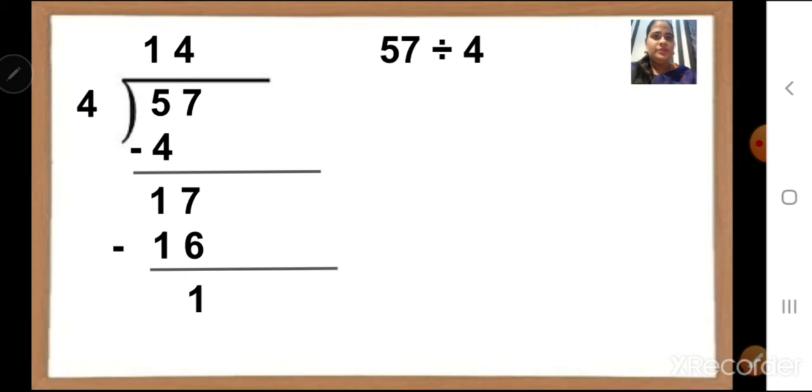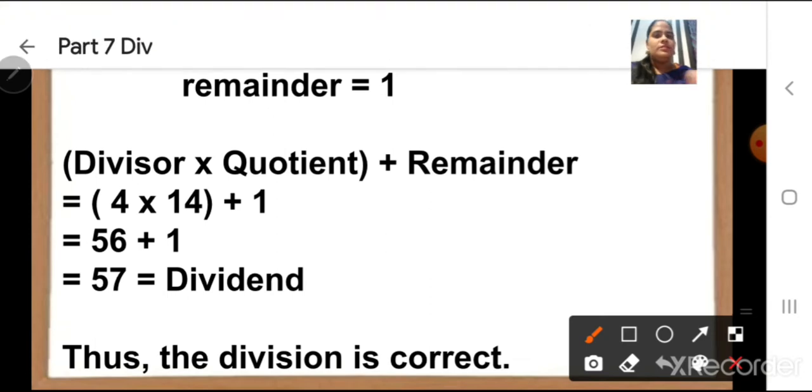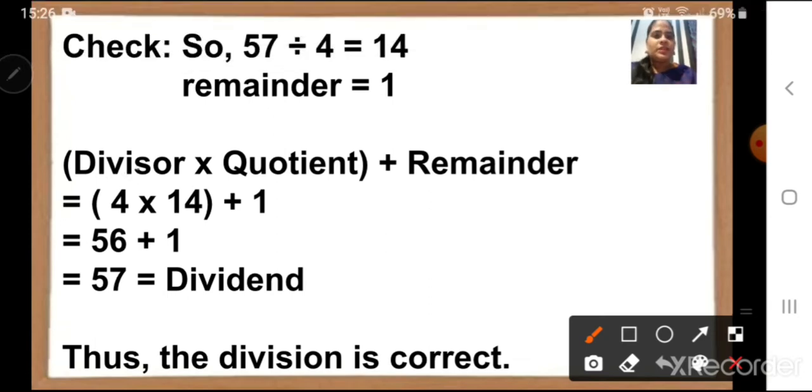Note down, children. After this, we have to also check the answer. For checking the answer, we will first write, so 57 divided by 4 is equal to 14 and remainder is equal to 1. Then write the formula. Divisor into quotient, brackets, then plus remainder. Now is equal to, now what is our divisor? 4 multiplied by quotient 14, then the brackets and then plus 1. First, children, we have to multiply 4 into 14. So let us multiply.